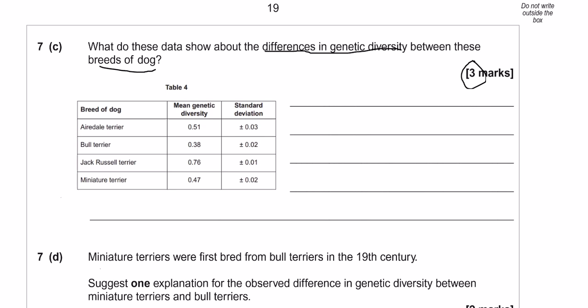But as you can see, they've got here the standard deviation. If you were to just discuss those differences, you don't get the 3 marks for just listing the genetic diversities. You've got to mention the standard deviation. In this case you can say that the standard deviations do not overlap, therefore they are significantly different. You can say that there's no overlap between them, therefore they are significantly different, or there is a significance between the data.